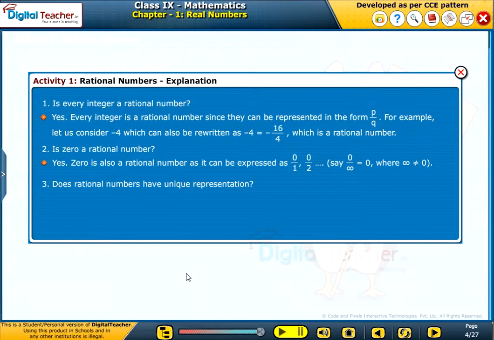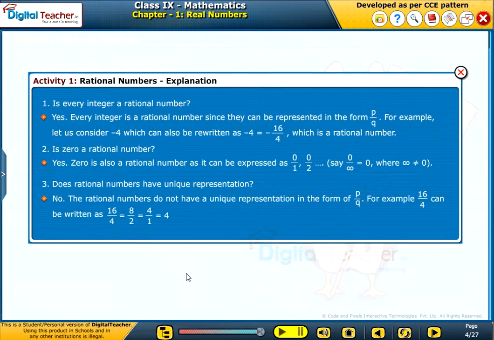3. Do rational numbers have a unique representation? No. The rational numbers do not have a unique representation in the form of P by Q. For example, 16 by 4 can be written as shown.